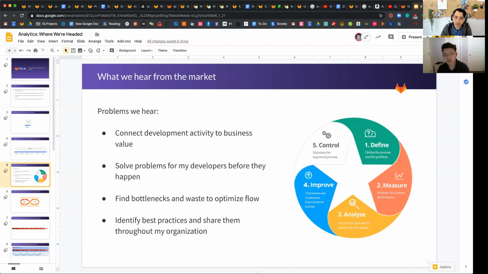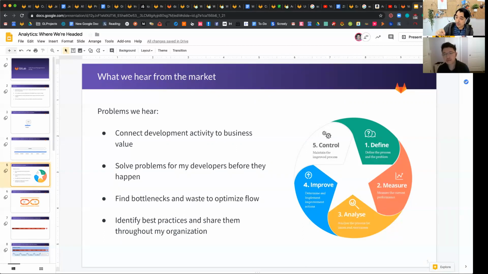I want to find the bottlenecks, and I want to be able to find groups that are doing really well, see what they're doing really well, and proliferate that to the rest of my organization. And the thing that resonates with me is the ideas in Six Sigma, which are: we need to find what the problem is, measure it, analyze it, improve it, and then put controls in place that prevent that from happening again.